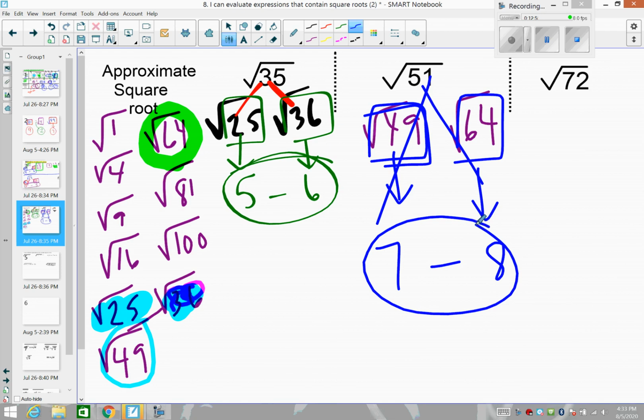All right, last problem of the day. The square root of 72, not perfect, not a perfect square. We do not have any 2 whole numbers that will give us, when multiplied, 72. So it makes a rectangle. But there are things that are in between there.